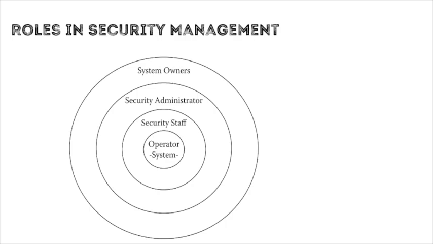Then we have the security administrator, responsible for configuring and applying security policies. In a bank, this could be the IT administrator maintaining the servers or online banking systems. Finally, on the outermost layer, we have the system owners, the people ultimately accountable for security, such as bank management or compliance officers. This layered structure ensures that responsibility is shared, and if fraud or a security breach occurs, every layer has a role in detecting and preventing it.